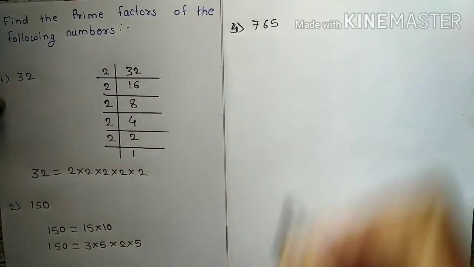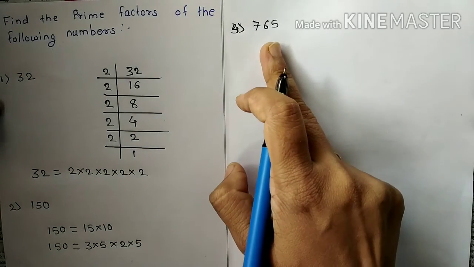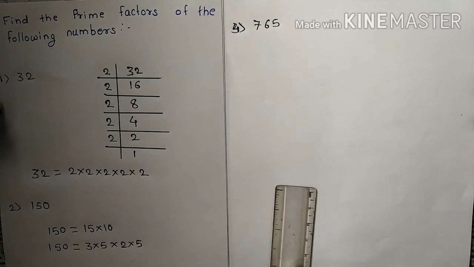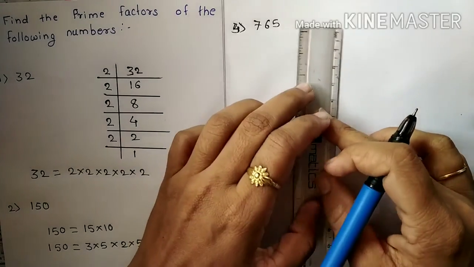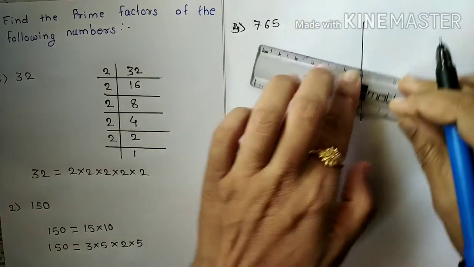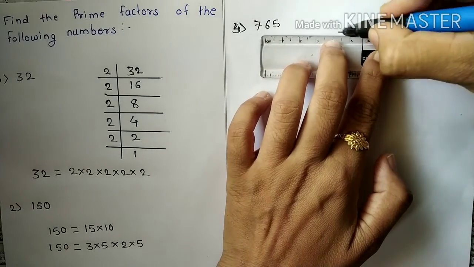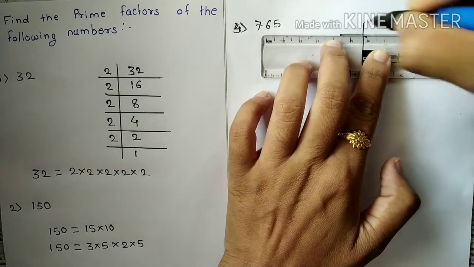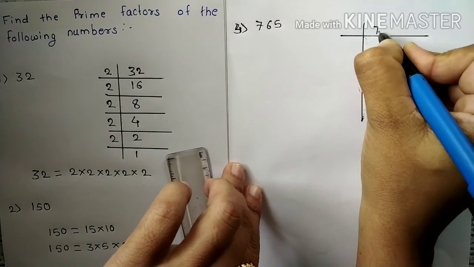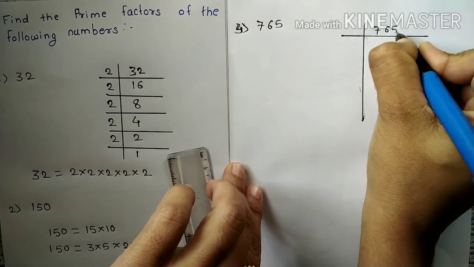Next number is 765. We can find prime factors of 765 by using vertical arrangement. So write in this way. Here we write 765.